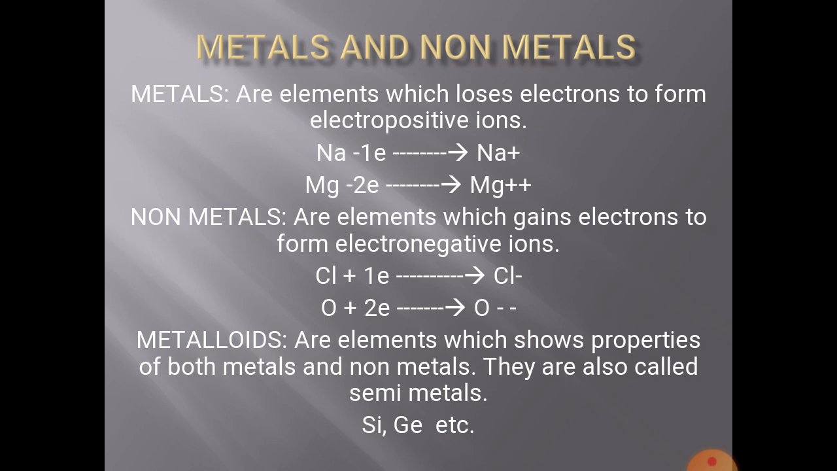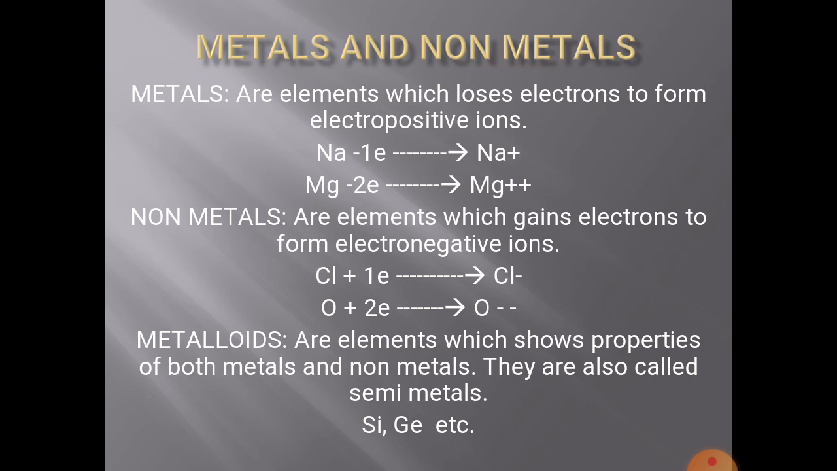Same if you look at magnesium. The atomic number of magnesium is 12. Its configuration is 2, 8, 2, and it has got two valence electrons. It loses those two electrons to form Mg2+. So any metals, they will lose electrons and they will form electropositive ions.